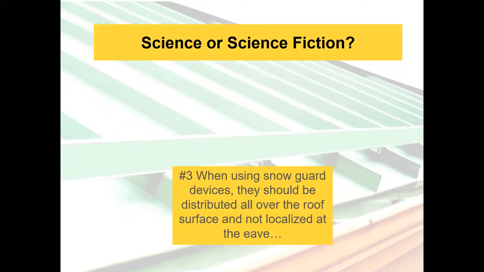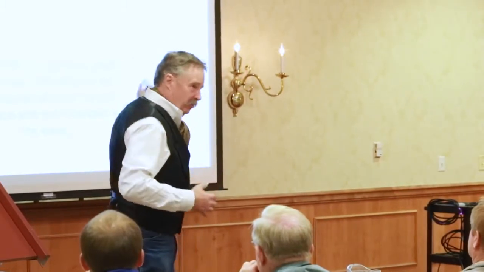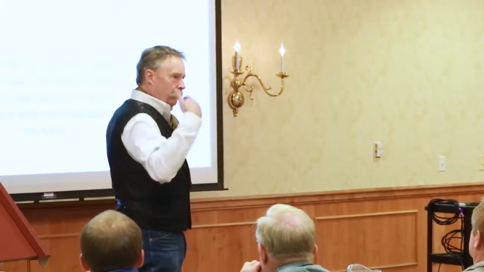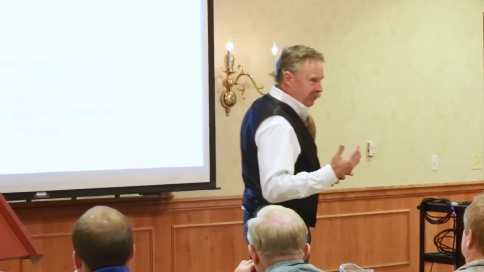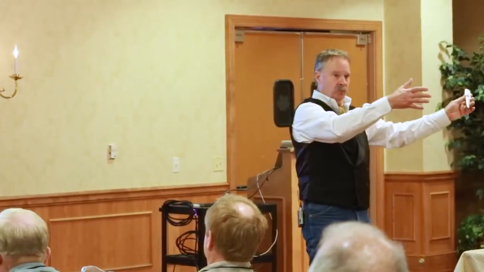Number three. When using snow guard devices, they should be peppered all over the roof surface, not localized at the eave. Okay, earlier I told you there are two methods of snow retention, a continuous fence and individual cleats. And the guys who sell individual cleats are the ones generally who are propounding this story. Both methods can be effective, but it's wrong to say, well, it has to be one way or the other. They can both work effectively.